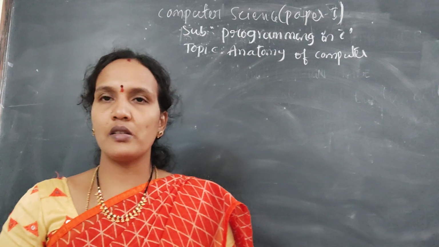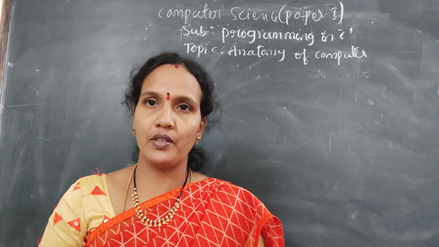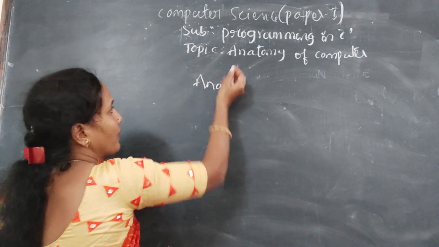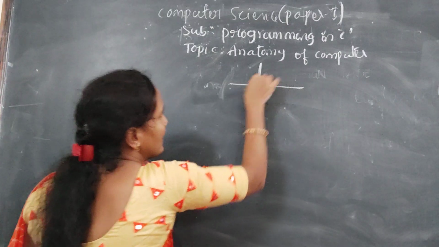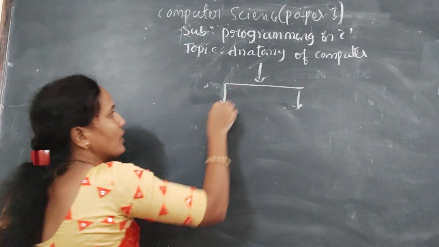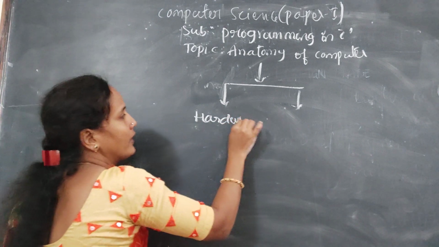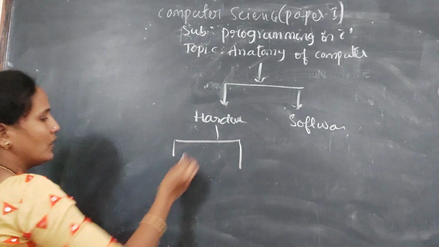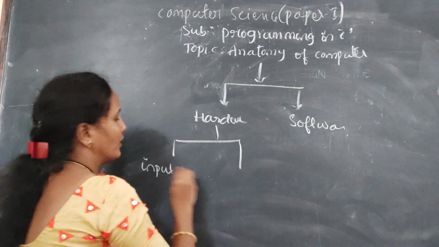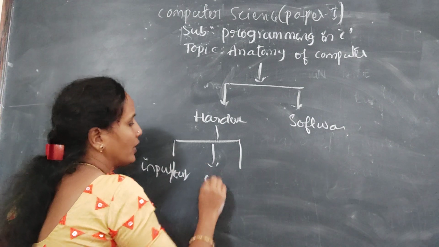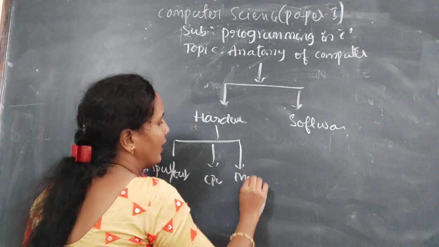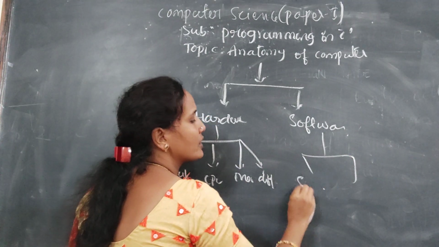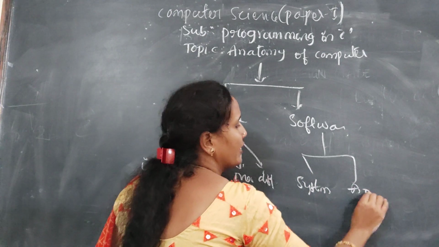In the previous class I already explained the anatomy of computers. Anatomy of computers is again divided into two categories: one is hardware and the second one is software. Hardware is divided into input and output, central processing unit, memory and different interfaces. Software is divided into system software and application software.